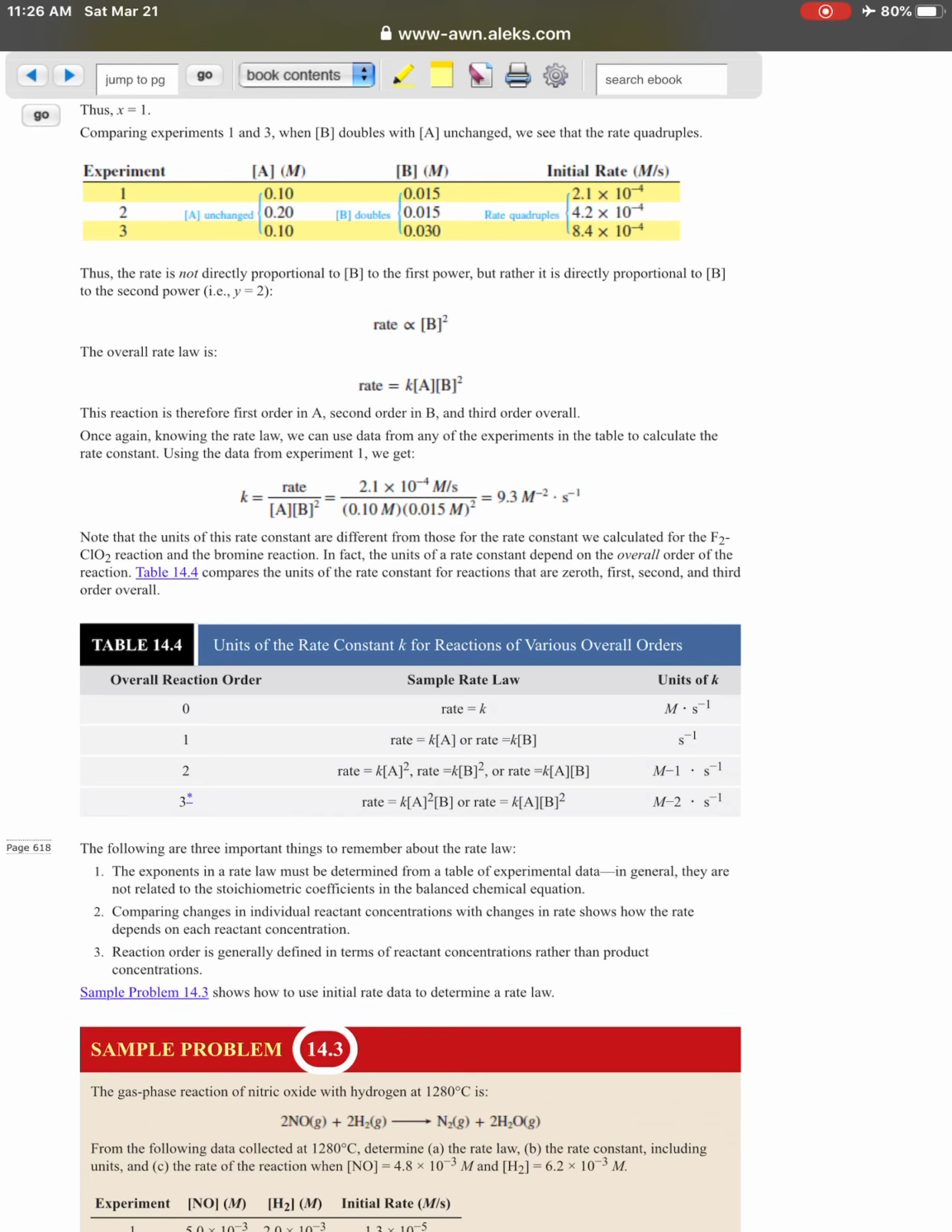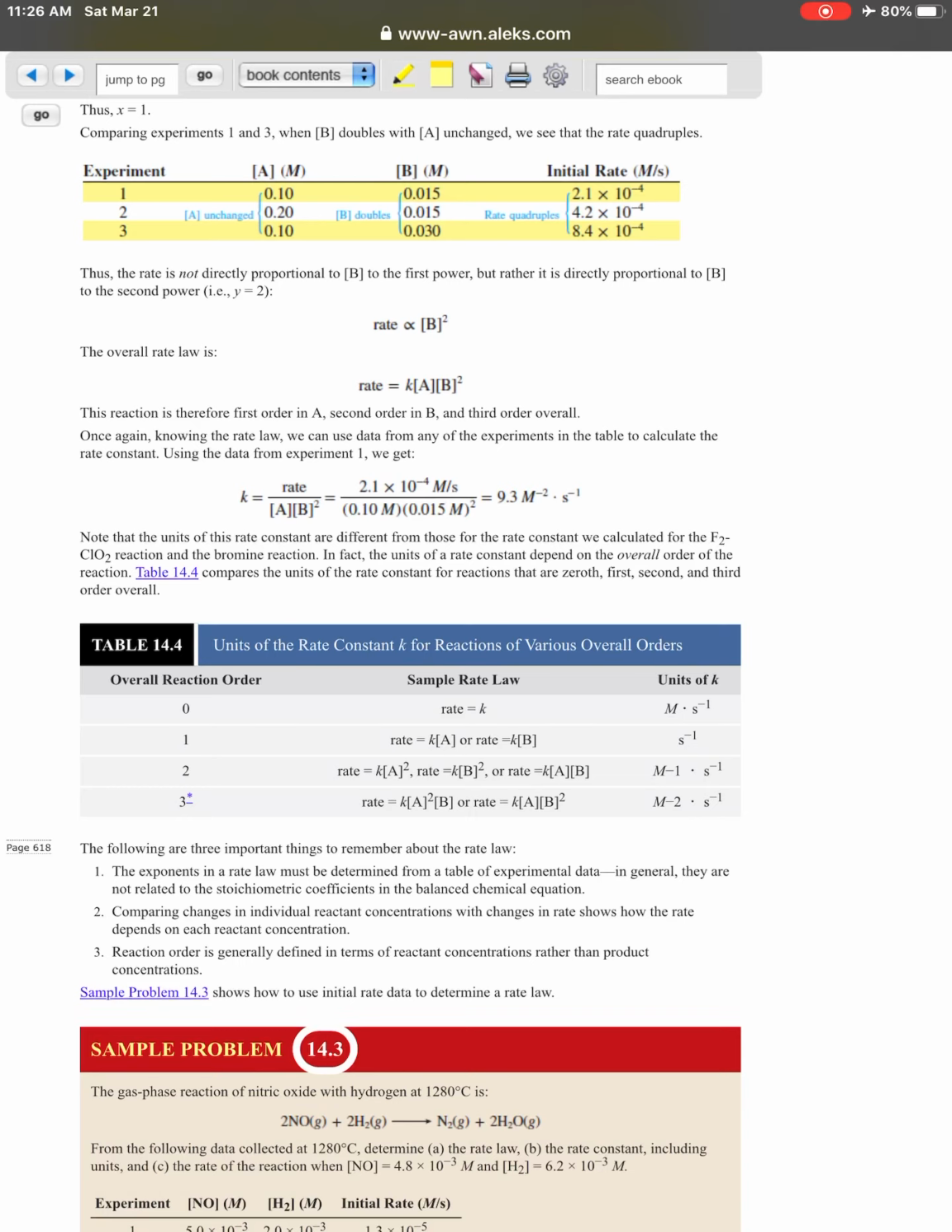Why are those units working out the way they do? Well, take a look. You've got molarity in the numerator, but you've got molarity and molarity squared in the denominator. So you have 3 molarities in the denominator. That's molarity cubed. So if you cancel 1 molarity in the numerator against 1 in the denominator, you have 2 in the denominator. So that's molarity to the minus 2. And of course, we still have the seconds to the minus 1.